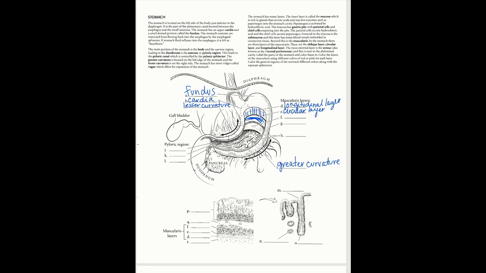And then running at a kind of diagonal, we have the oblique. And then the outermost is just the body. Now you'll notice that the inside of the stomach has these really strange, kind of like squiggles. These are called rugae.